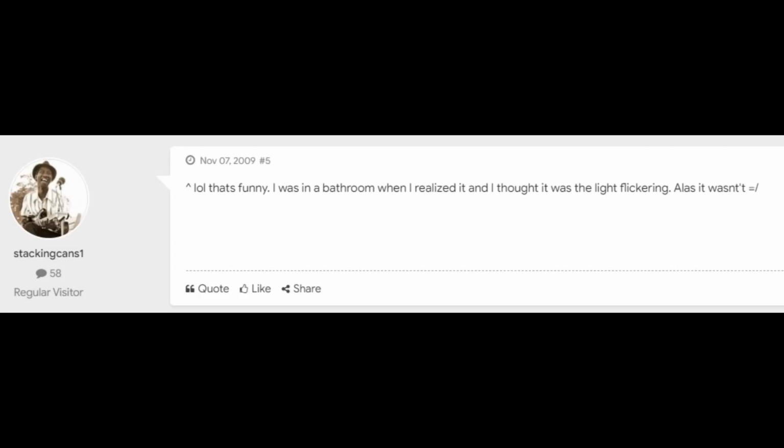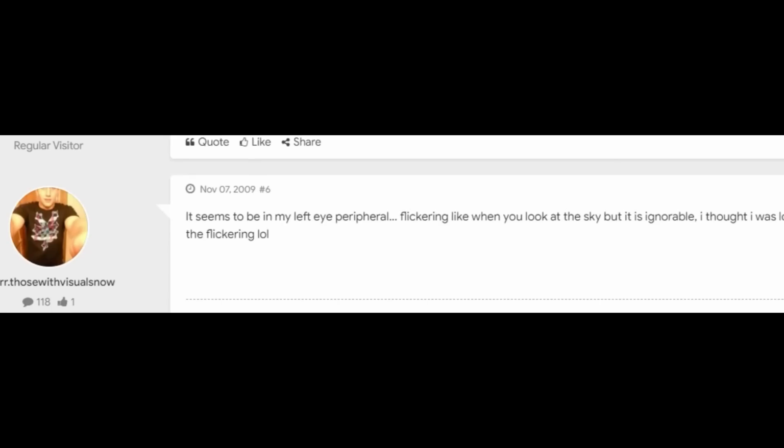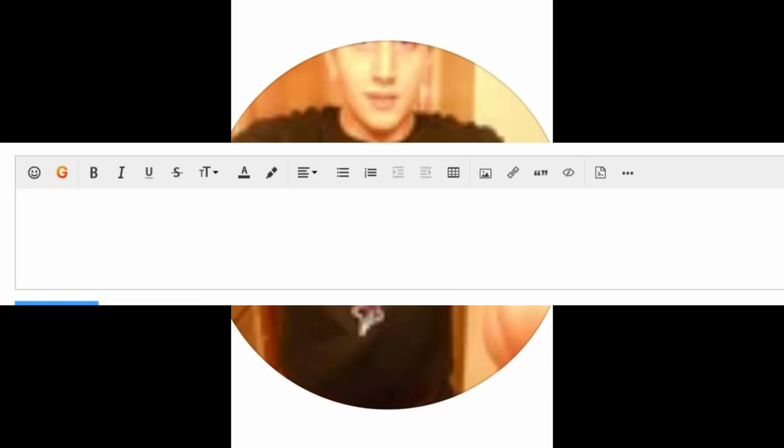Stacking Can says, "LOL, that's funny. I was in a bathroom when I realized it and I thought it was the light flickering. Alas, it wasn't." And then Brian says, "It seems to be in my left eye peripheral, flickering like when you look at the sky, but it is ignorable. I thought I was losing the vision, but nah, it's just the flickering, LOL."